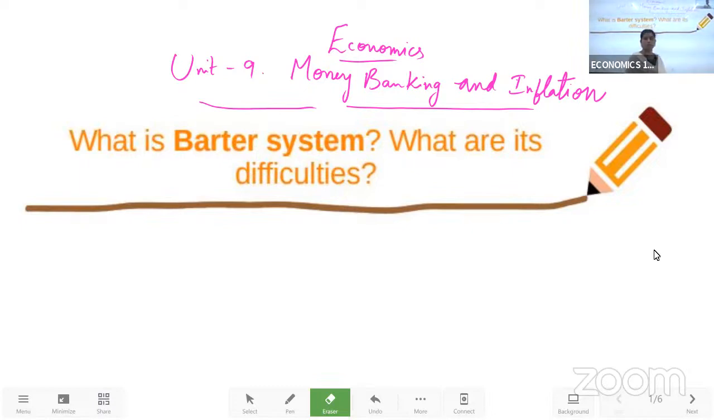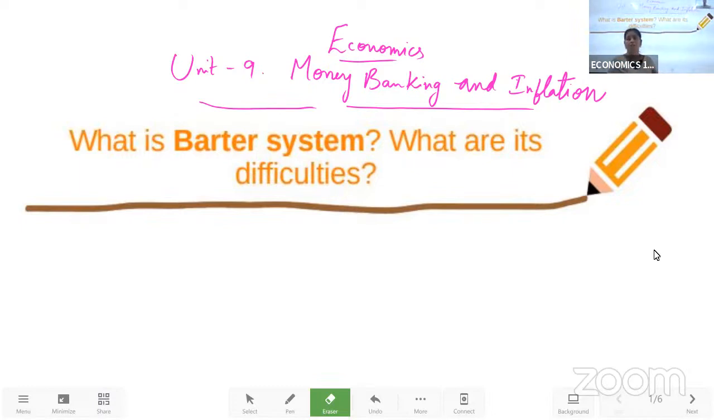And one more question, that is inflation. They may ask you the definition of inflation or what are the causes of inflation. So these are the three important SAQs which we are going to discuss from this unit along with some VSAQs also. In today's class, we are going to cover only two SAQs, that is regarding the barter system and another one is money.